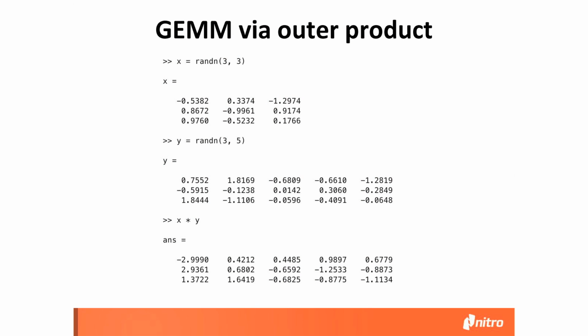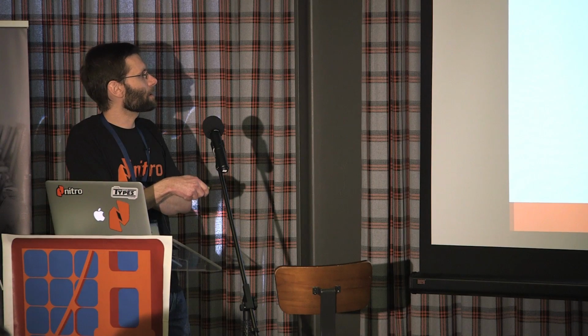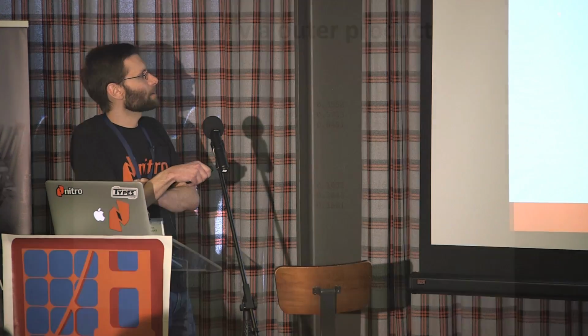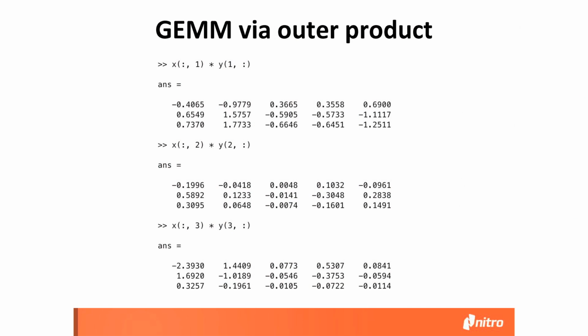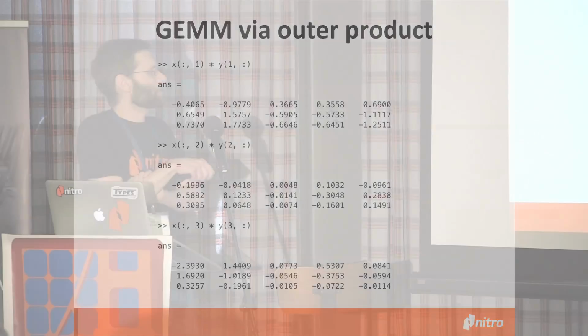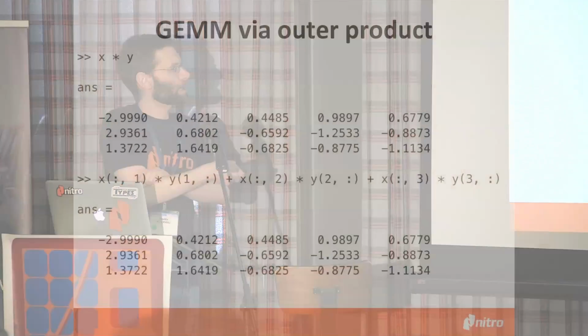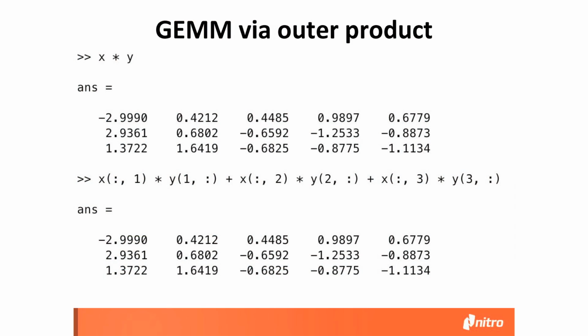Here we have a 3x3 matrix and a 3x5 matrix, so the result is obviously going to be 3x5. But instead of doing an inner product, we can take the first column of x and the first row of y and get a 3x5 already, then take the second column of x and the second row of y, get another 3x5, and do the same thing for the third row and the third column, and then add them element-wise. And as you can see, we get the same result from the inner and the outer product.